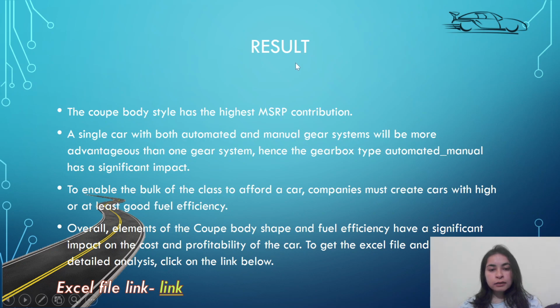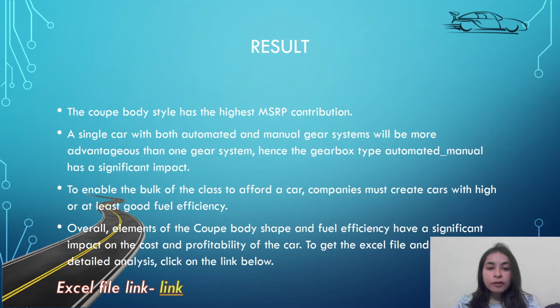So now it's time to find out the result. What result do we get from all of these insights? First, the coupe body style has the highest MSRP contribution. You can see it clearly from all the insights that the coupe body style has the highest contribution.